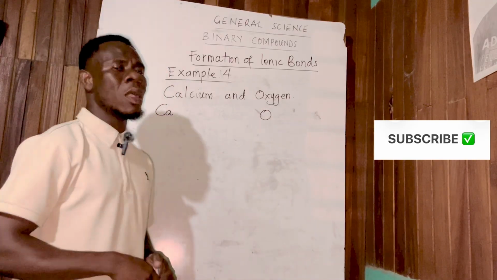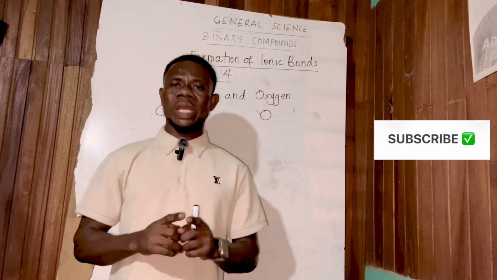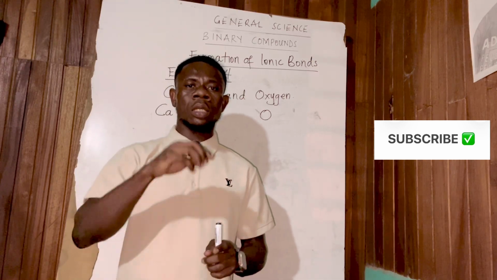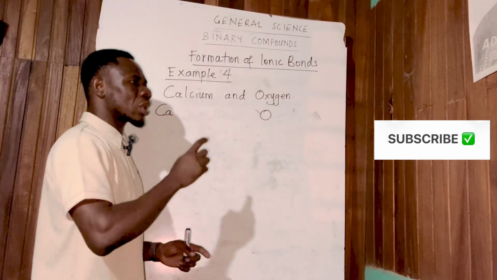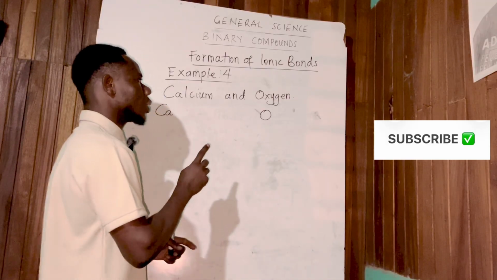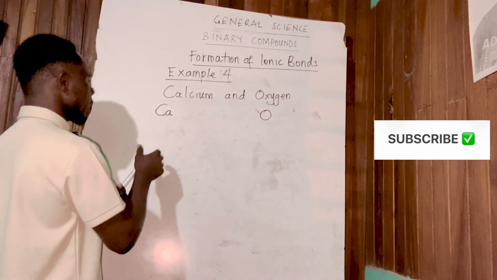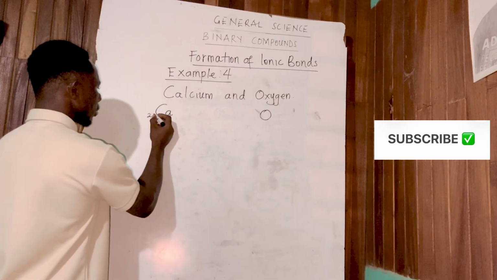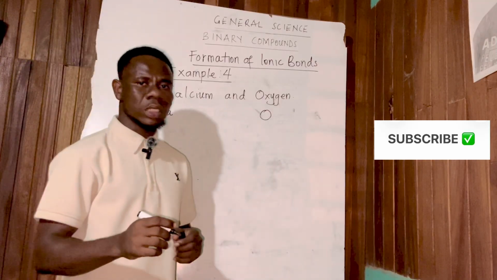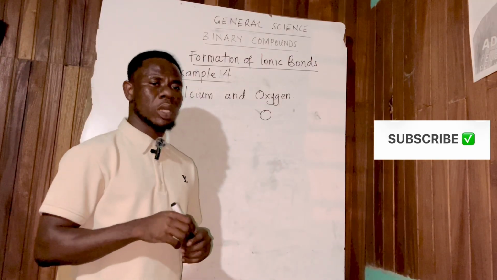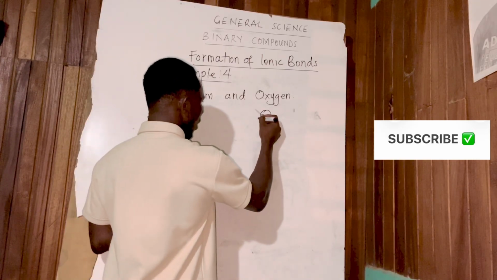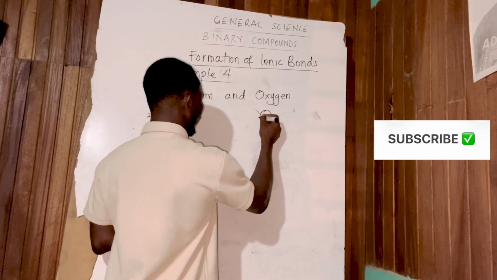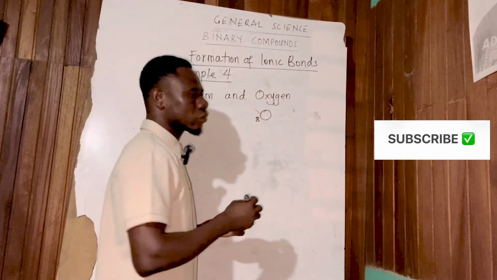Now, the next step you should know is the atomic number of calcium. Calcium on the periodic table is element number 20. Oxygen on the periodic table has an atomic number of 8.